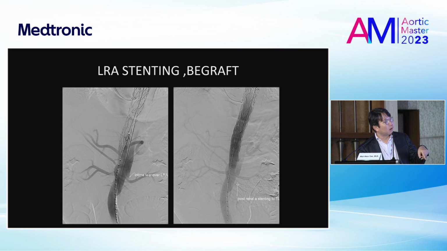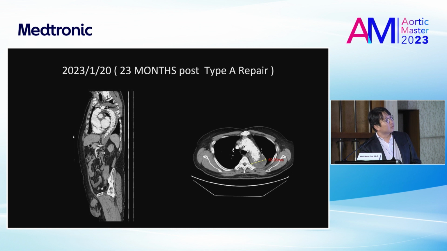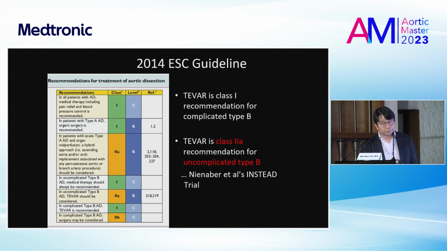So at the thoracoabdominal level, we tended to close the tear from the left renal artery intima tear using the B graft, the balloon expandable stent graft. And this is the picture 23 months after type A repair, showing a shrinkage of the distal arch. So from this case, okay.